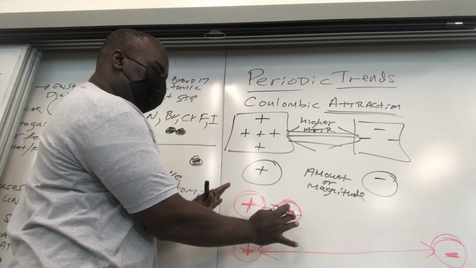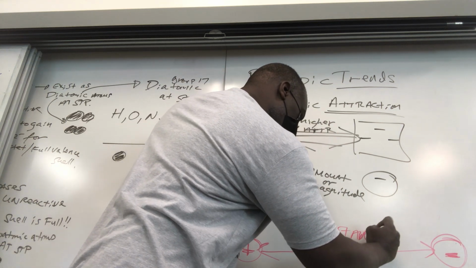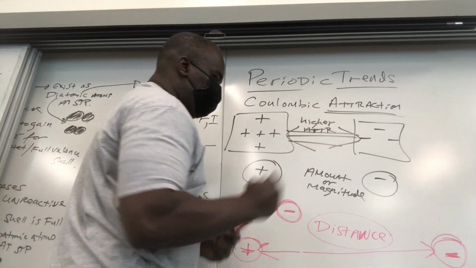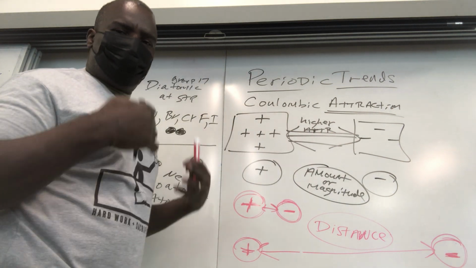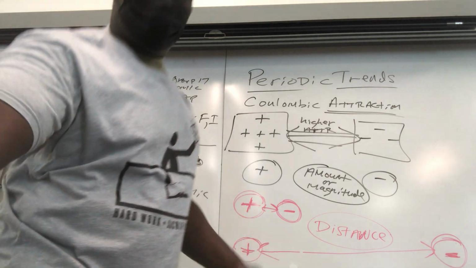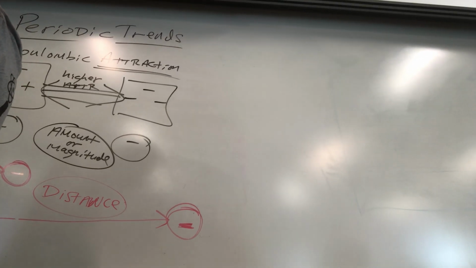So what's the factor here, folks? The factor here is distance, right? So we have distance, and we have amount or magnitude of charge. Two of those guys right there are going to affect how much the attraction takes place. Okay, so no problem. So now we know already that attraction is affected by distance and is affected by amount or magnitude. We can now talk about the trends. So let's do that right now.